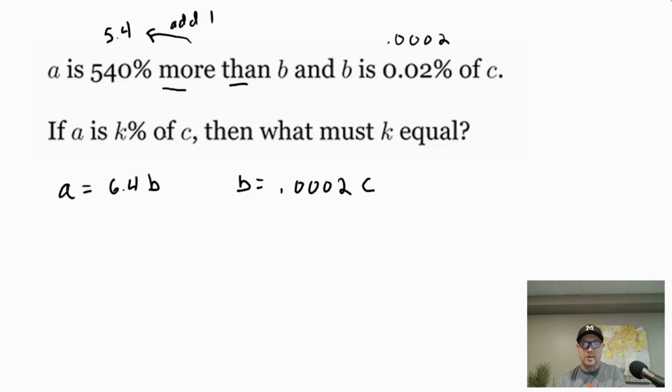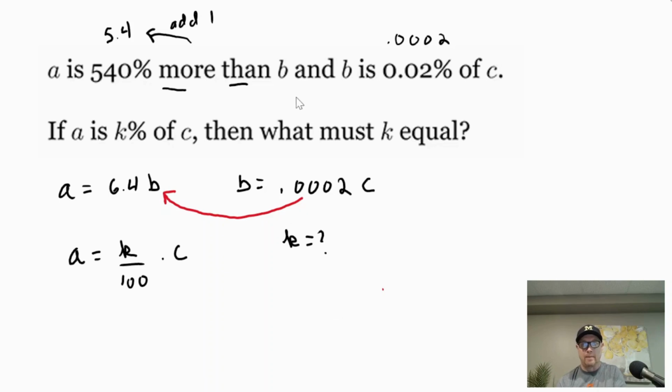If A is K% of C, all right, so now A equals, now K%, I'm not going to make this a decimal. Let's just use K over 100 to represent percent times C. We want to figure out what K is. All right, so what I'm going to do in this case here is I'm going to take 0.0002C and I'm going to sub it in for B. So I'm going to take this and I'm going to sub it in for B here.